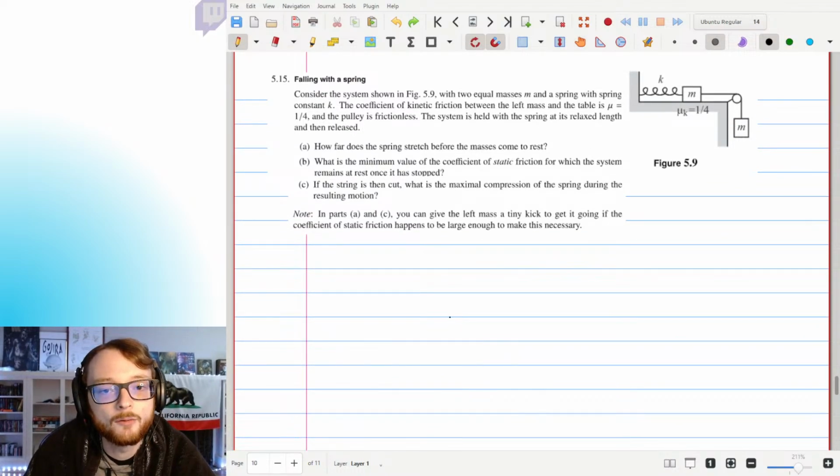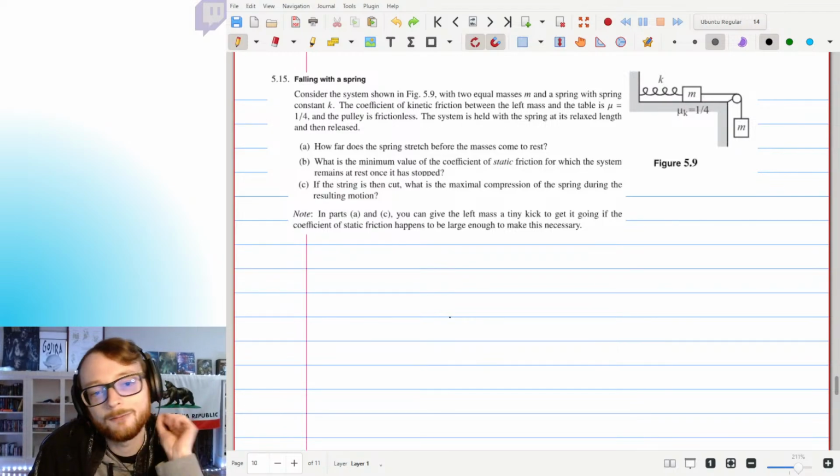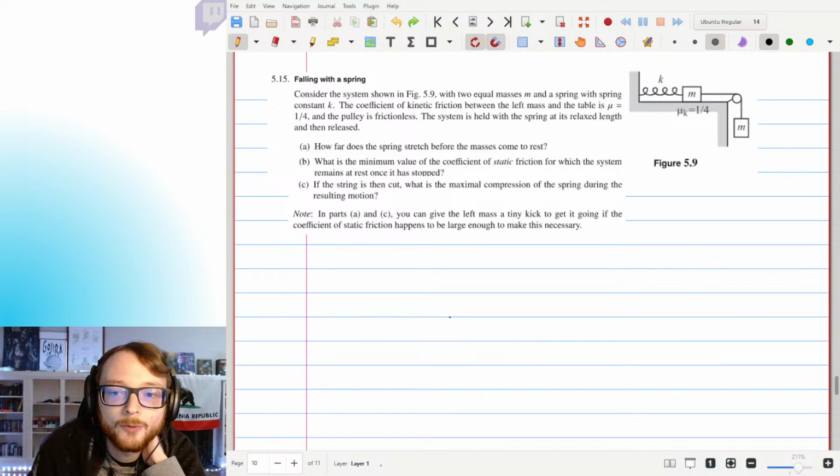Two equal masses m and a spring with spring... okay, I was going to say a spring with another spring. I was like, what? But no, spring constant. Coefficient. Oh, there's friction here too. Bruh. How far does the spring stretch before the masses come to rest? Huh.